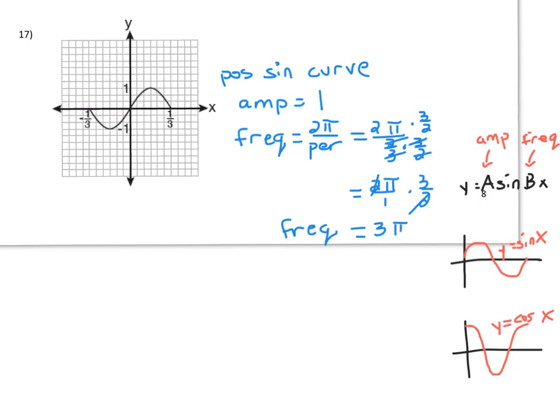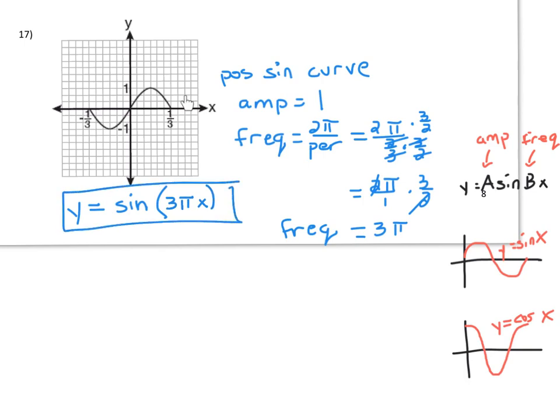So now let's make our equation. So we'll have y equals, all right, it's a positive sine curve, so positive 1. You don't have to put the 1 in front of the word sine. If you don't want to, just write sine, it's implied that there's a 1 in front. So y equals sine of, and let's see, our frequency is 3 pi, so we're going to put that in front of the x. And then there you go, that's it. This is the equation of this graph.